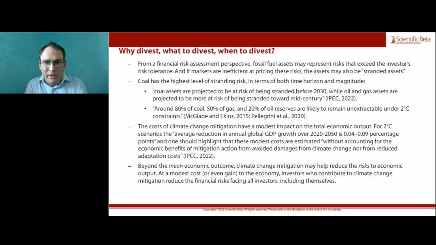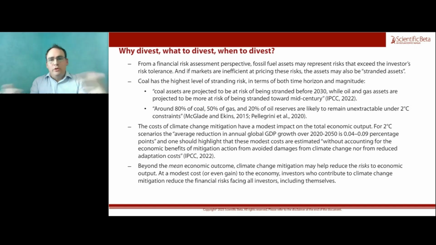So there is a stranding risk for fossil fuels in general, but clearly the stranding risk is higher for coal than for natural gas, for example. Some studies have shown that if we are to reach a 2-degree scenario, we need to leave 80% of coal in the ground, but only 20% of oil reserves. So in terms of the magnitude of stranding risk, it is higher for coal. But also if you look at the time horizon, the IPCC says that coal assets are projected to be at risk of being stranded by 2030, whereas for oil and gas, it's more by 2050. So both in terms of magnitude and time horizon, the stranding risk is more acute for coal than for the other types of fossil fuels.